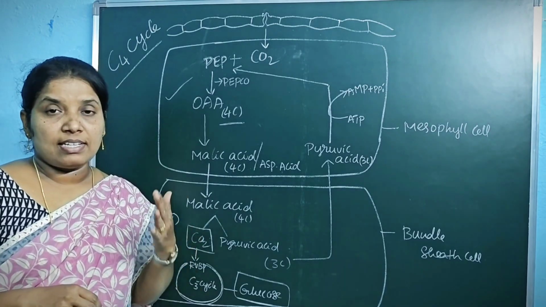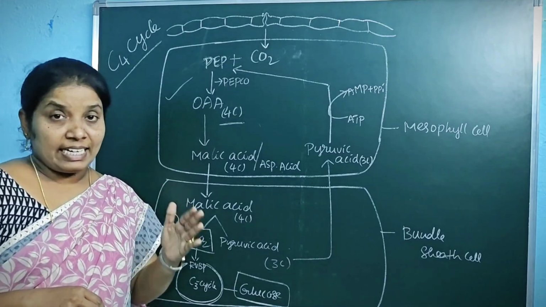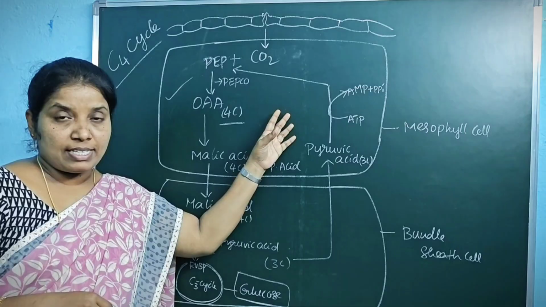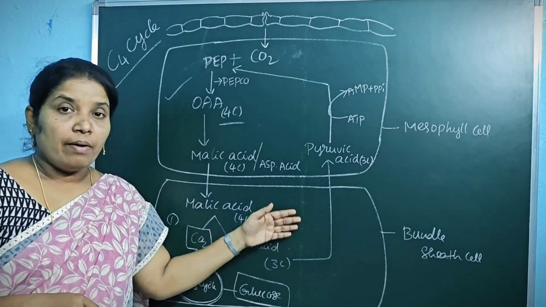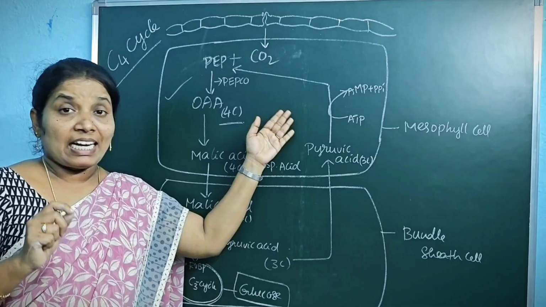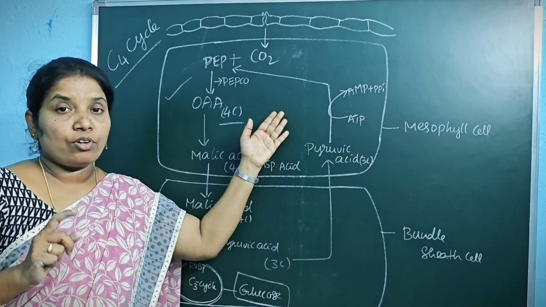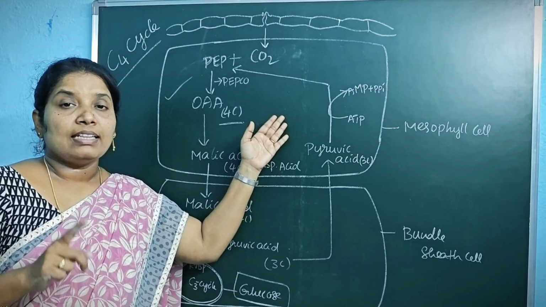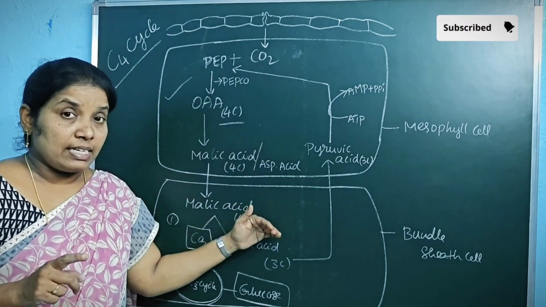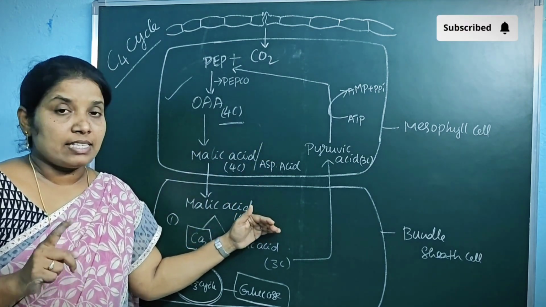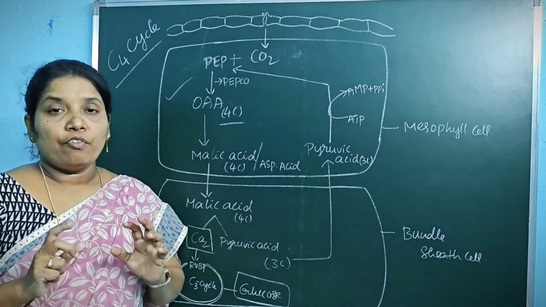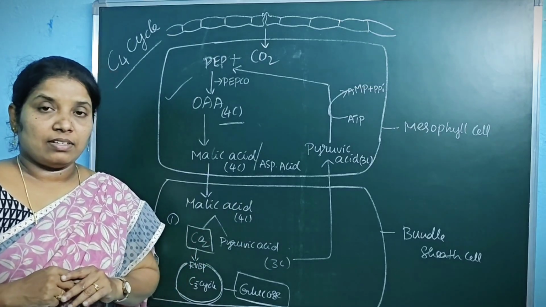Oxygen is evolved due to the light reaction only. The light reaction is performed in mesophyll cells, not in bundle sheath cells, because mesophyll cell chloroplasts are granal chloroplasts. They are the only ones able to perform the light reaction. That's why the oxygen concentration in the bundle sheath cells is low. So in this way, they avoid photorespiration loss.